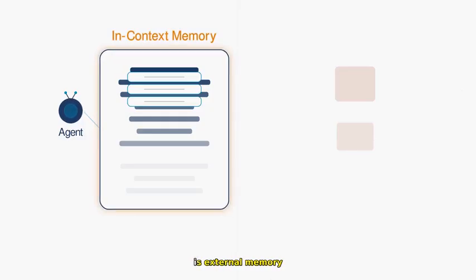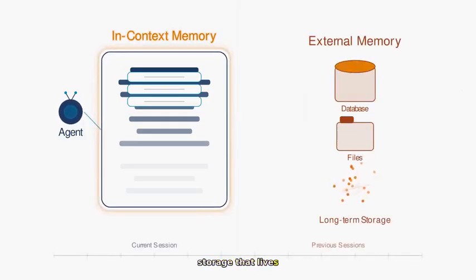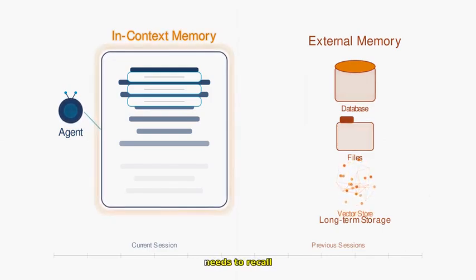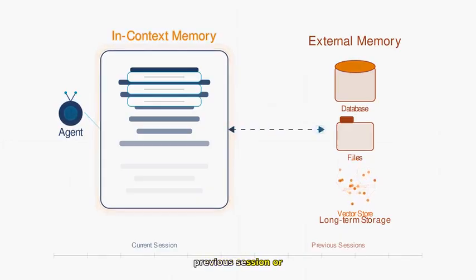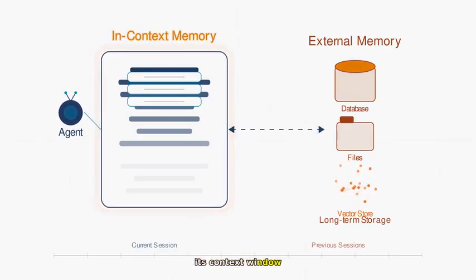The second type is external memory. This is long-term storage that lives outside the model, in a database, a file system, a vector store. When an agent needs to recall something from a previous session or needs to access knowledge that exceeds its context window, it queries external memory.